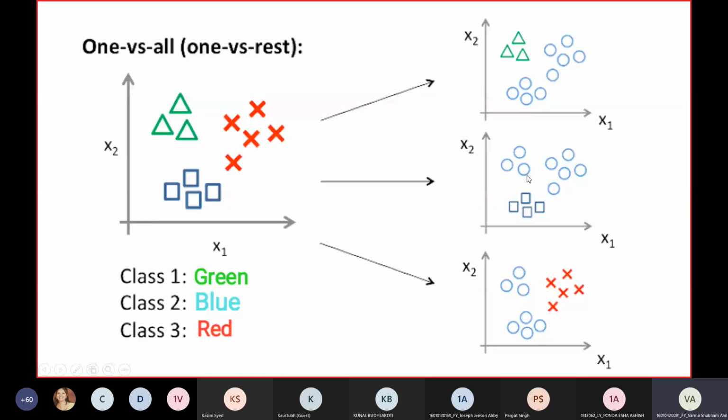And by doing this, we can optimize our machine learning model, and the complexity will be decreased.